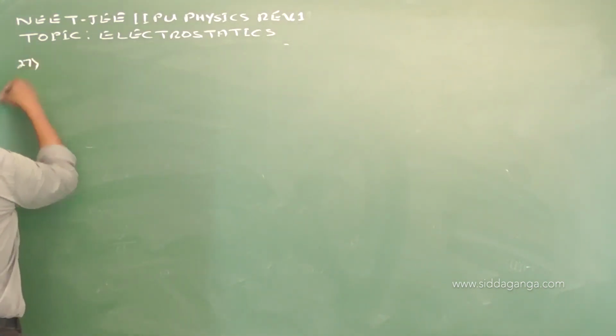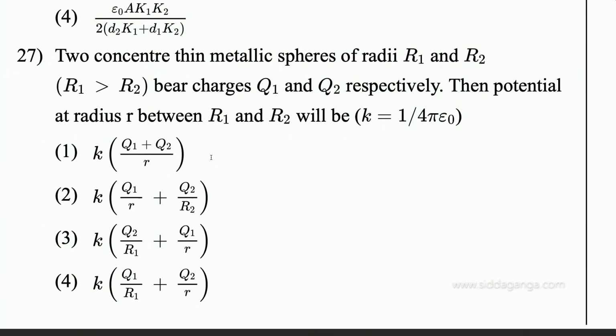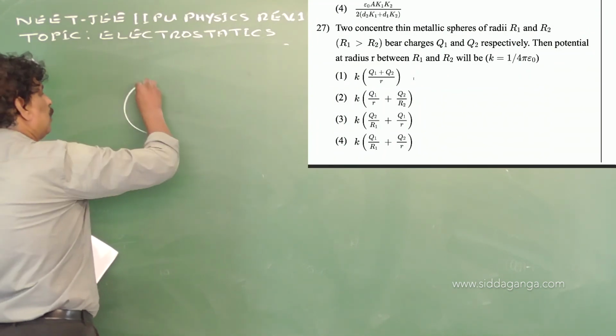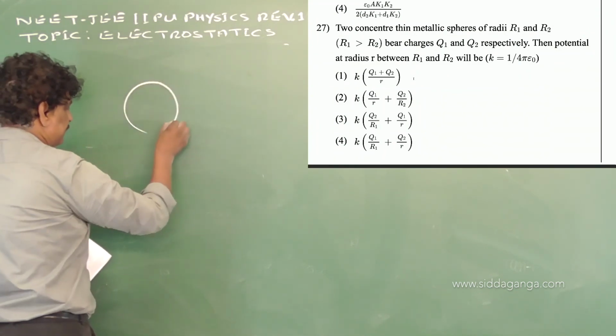Now question number 27. Two concentric thin metallic spheres of radii R1 and R2, R1 greater than R2, bear the charge Q1 and Q2 respectively. Then the potential at radius R between R1 and R2 will be. Now here we have given two concentric spheres.